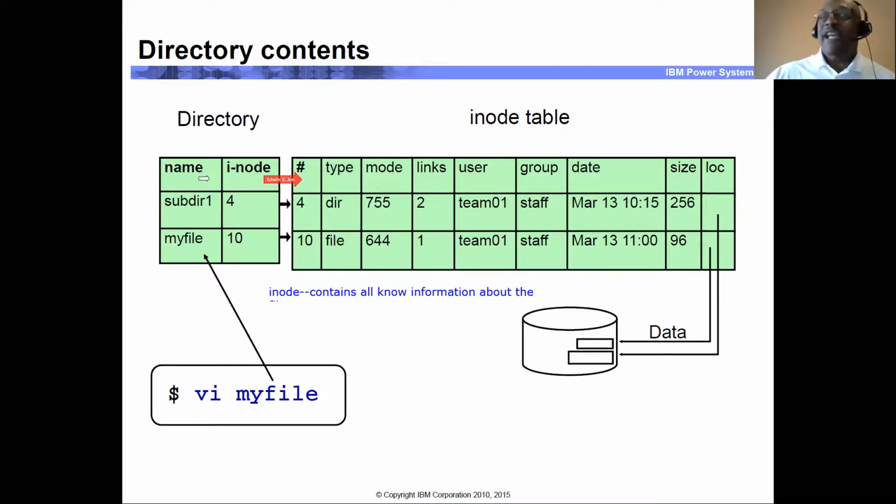So the directory contains the name and inode number 4, inode number 10. Inode number 4 is a directory by the name of subdir, okay?